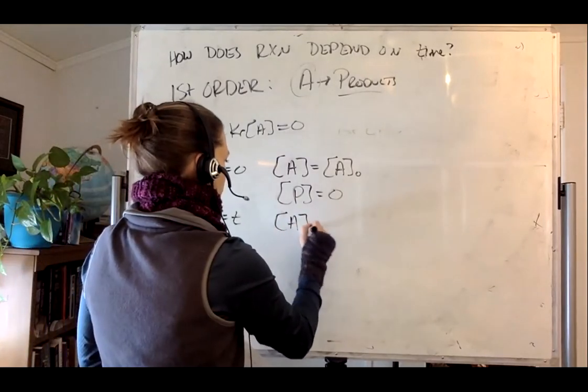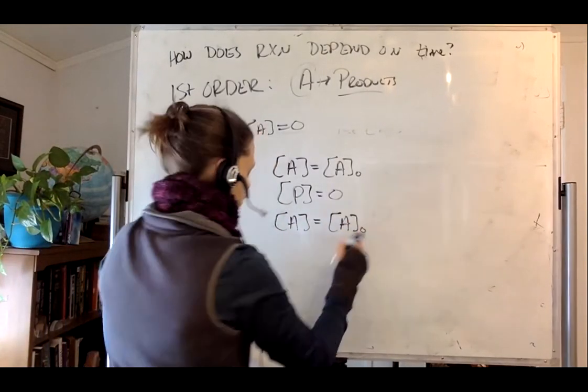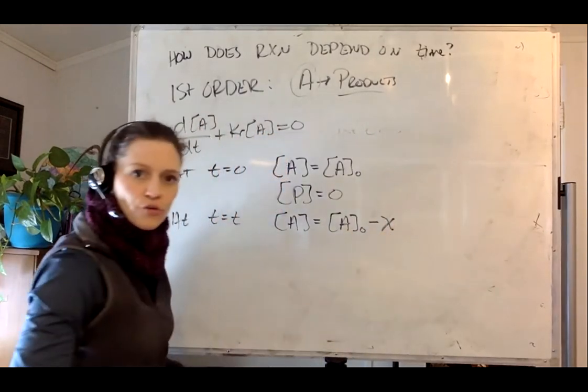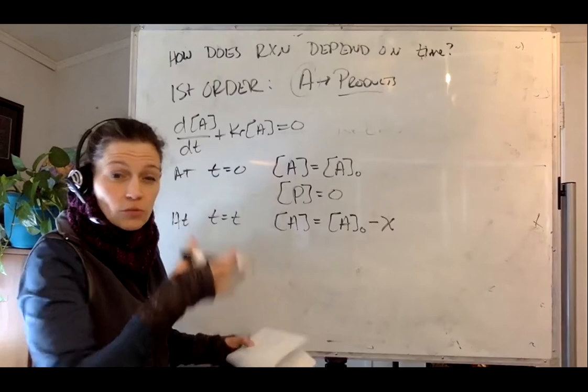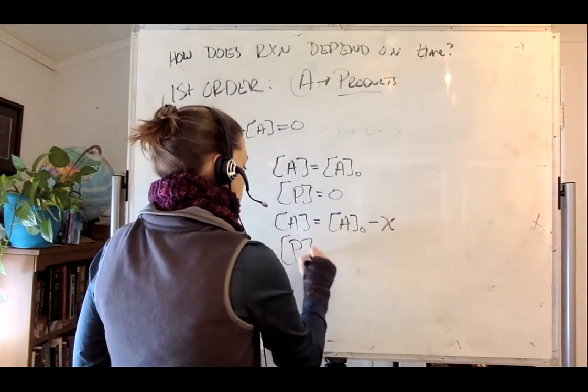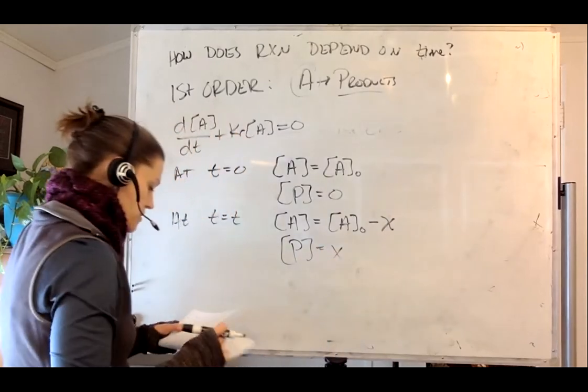My concentration of A is equal to the concentration of my initial A minus some value. It's been consumed. I've lost a little bit. And that little bit that's been lost has gone into the concentration of my products.